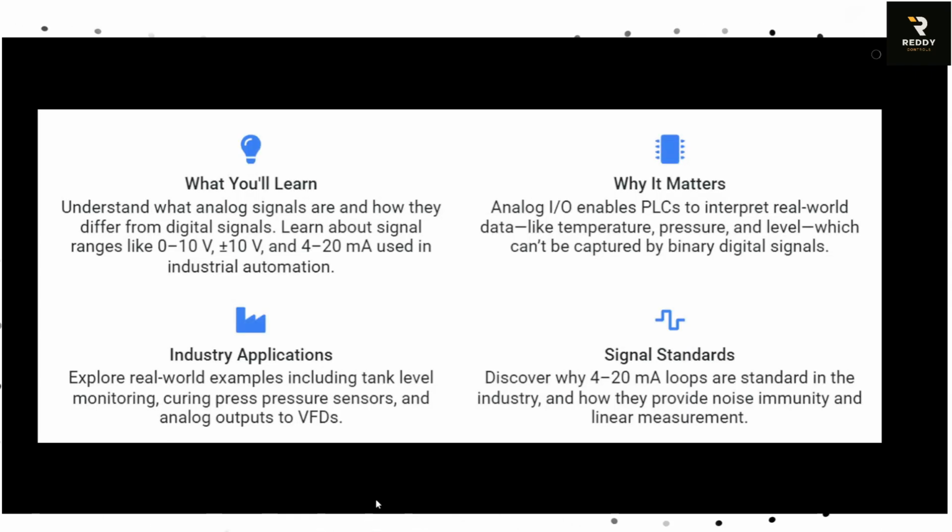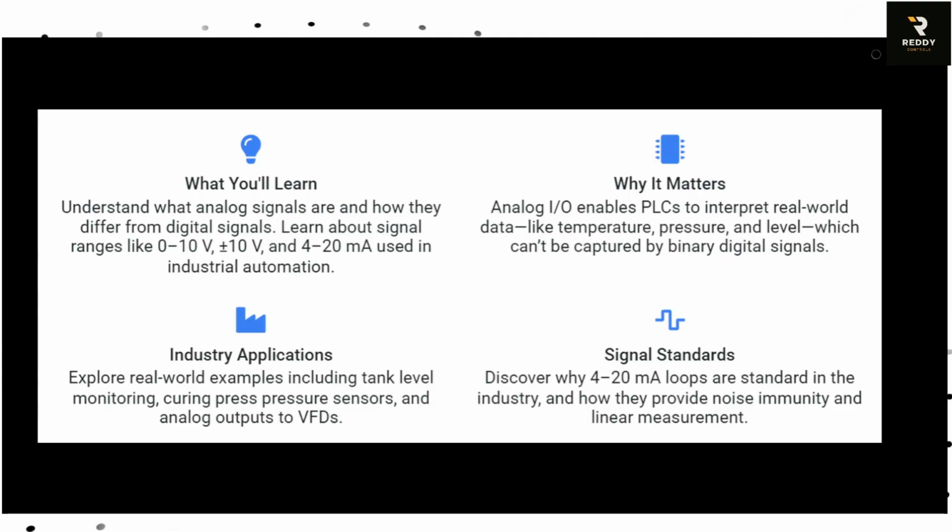What you learn in this first video is you'll understand what analog signals are and how they are different from digital signals, and we'll learn about different types of analog signals used in industrial automation. Why does it matter? Why do we need to learn about analog input output signals? Analog input output enables the PLCs to interpret real world data like temperature, pressure, and level, which can't be interpreted by digital systems, right?